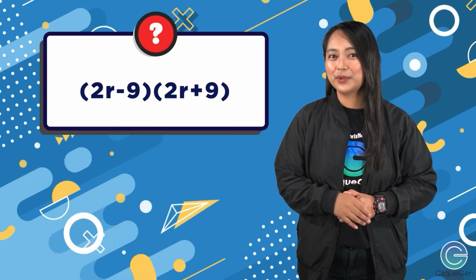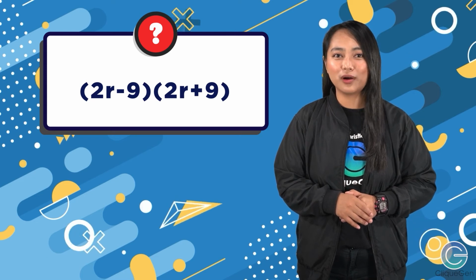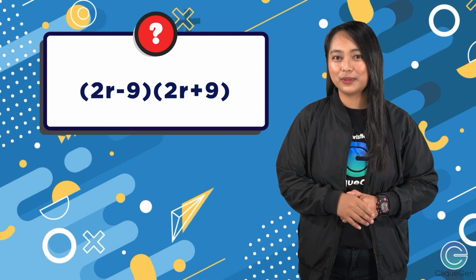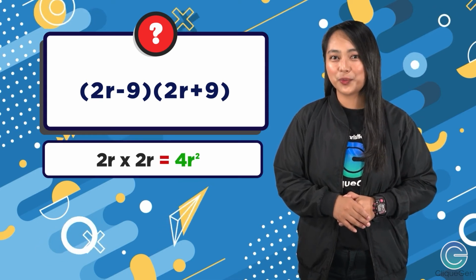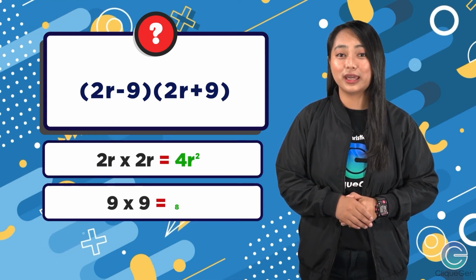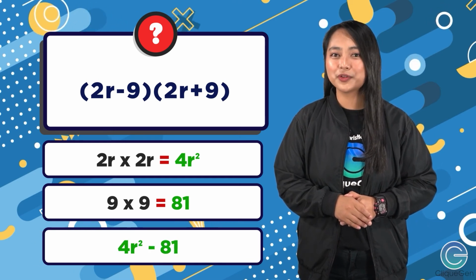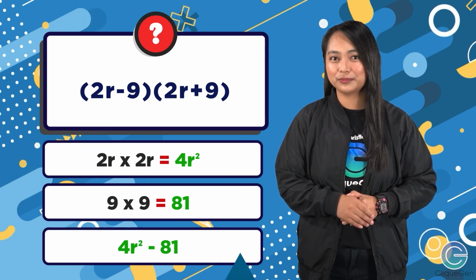Our next example is to multiply the quantity 2r minus 9 times the quantity 2r plus 9. 2r times 2r is 4r squared, and 9 times 9 is 81. And then put the minus symbol in the middle, that gives us 4r squared minus 81.